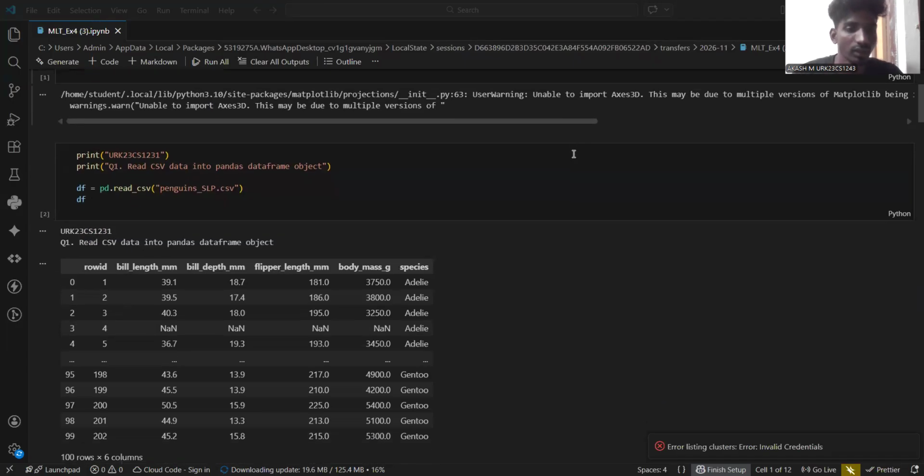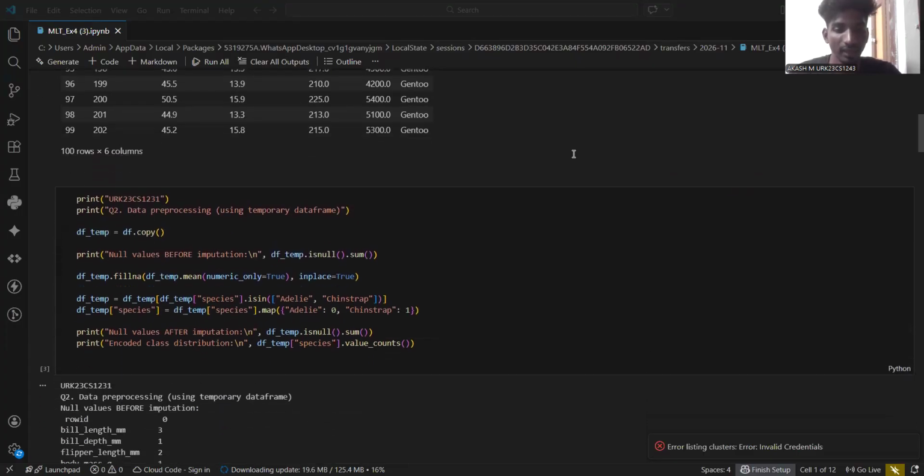In the second question, data processing and imputation. The code checks for missing null values and fills them using the mean of numeric columns. This prevents mathematical errors during model training. We also do the process of filtering to simplify the task into a binary two-class problem. The code only keeps the Adelie and Chinstrap species, and the next process is encoding. These category names are mapped to integers: 0 for Adelie and 1 for Chinstrap.